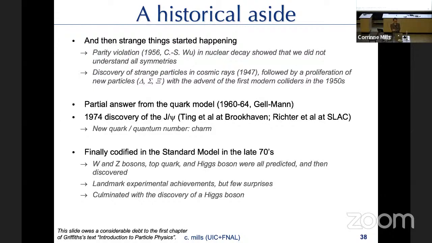C.S. Wu discovered parity violation in nuclear decay, showing that we didn't understand everything about the laws of physics. We got a partial answer from the quark model in the 1960s. The 1974 discovery of the J/psi introduced yet another quark, charm, and a new quantum number. There was an explosion of work. We codified the Standard Model in the late 70s. The W and Z bosons, the top quark, and the Higgs boson were all predicted, and we had a map.